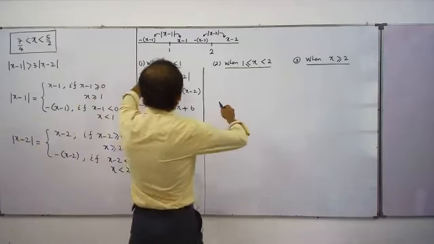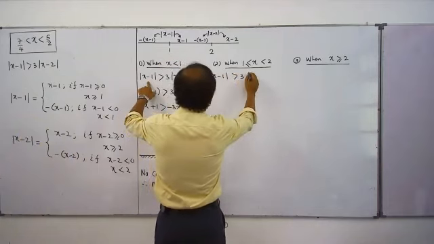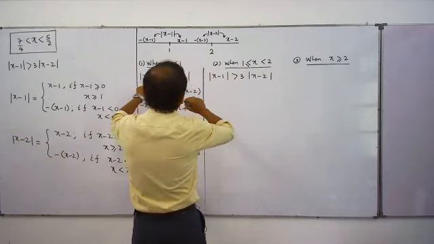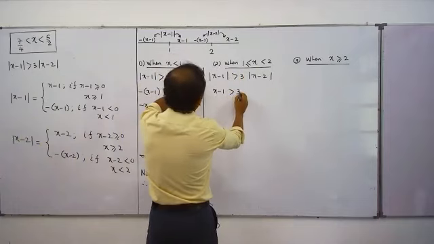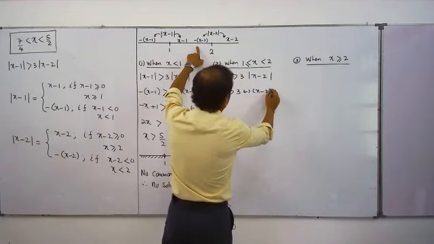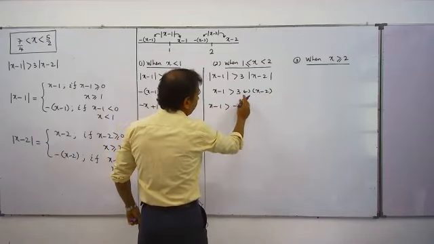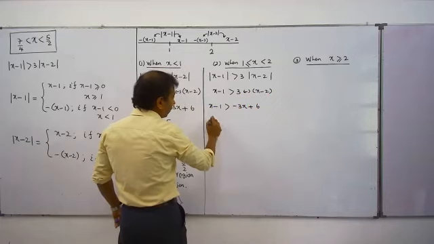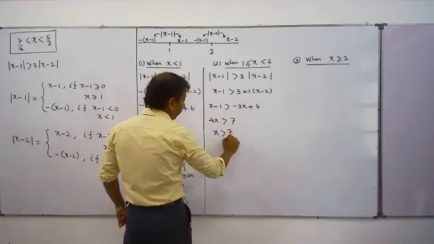Now, in between 1 and 2, when I write this, in this interval, mod x minus 1 is x minus 1, greater than 3 times. In this interval, mod x minus 2 is this: minus (x minus 2). x minus 1 greater than, removing the bracket here, minus 3x plus 6. Take this side, x plus 3x comes to 4x, and on the right-hand side, 7. x greater than 7 by 4.